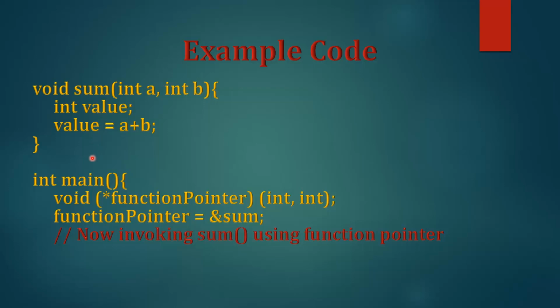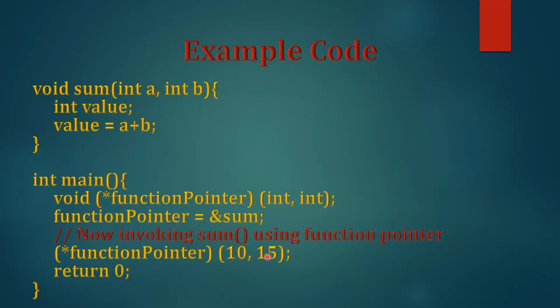We will call the function pointer by this syntax. We will enclose in parenthesis an asterisk and the function pointer name, and then in the next set of parentheses we will pass the arguments, which are two integers whose sum we want to calculate, that is 10 and 15 in this case. So this is how we can invoke that function using a function pointer.